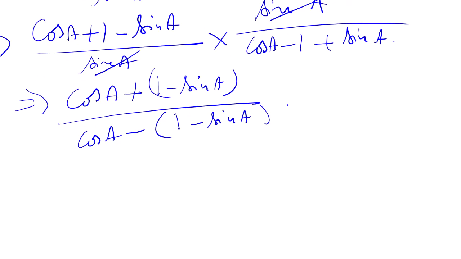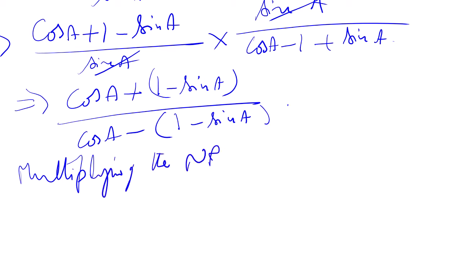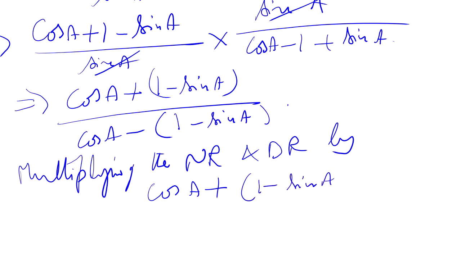That is how in rationalization you used to do. If a plus b is there, you multiply numerator and denominator by a minus b. If a minus b is there, you multiply by a plus b. Similarly, we will multiply the numerator and denominator by cos A plus 1 minus sin A. This entire 1 minus sin A is considered as one term.